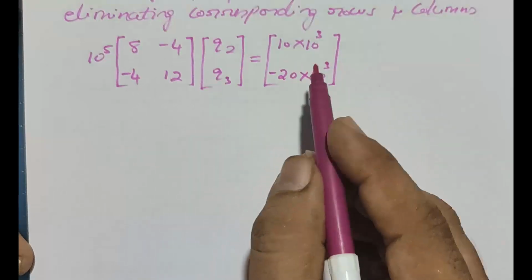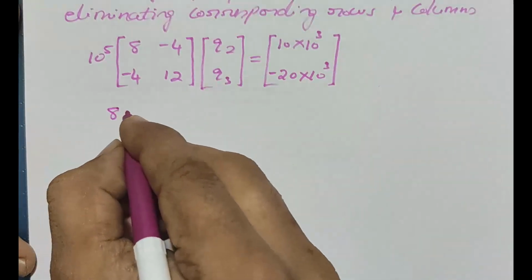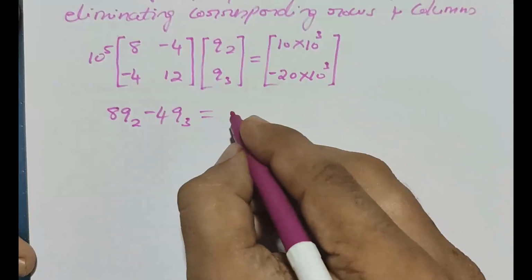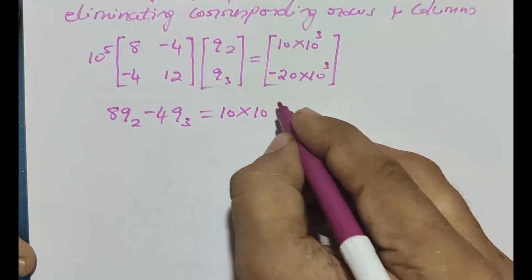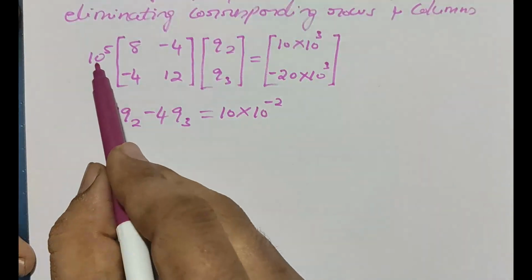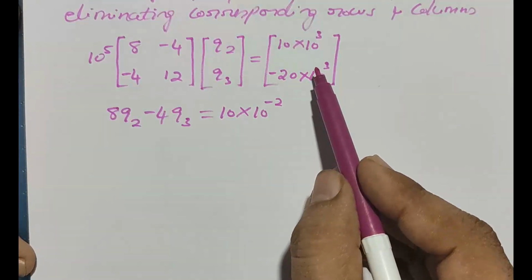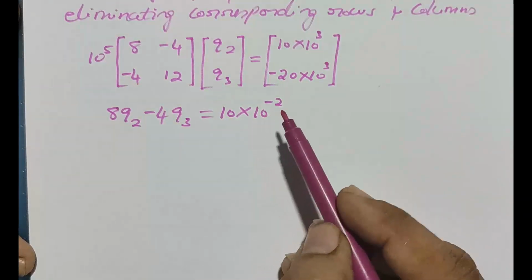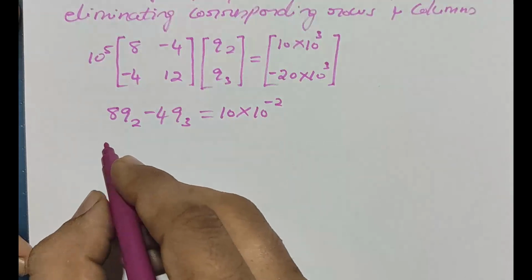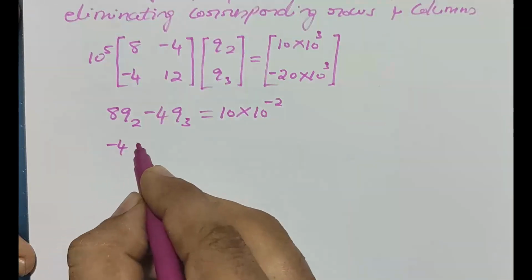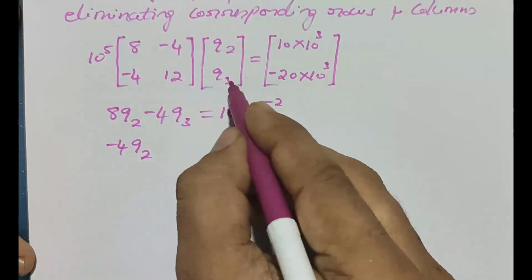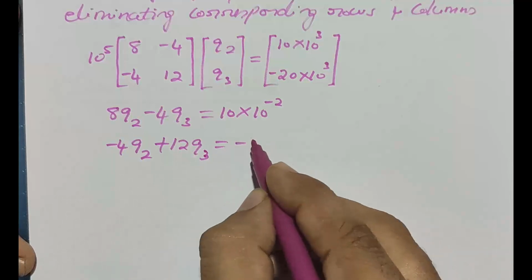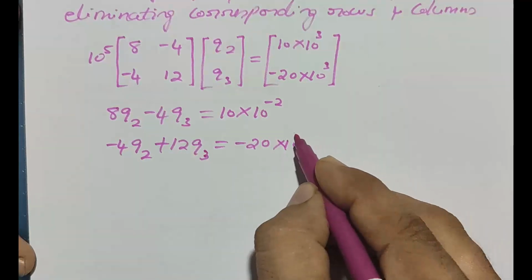Now multiply the matrix. 8 into Q2 minus 4 into Q3 is equal to 10 into 10 power minus 2. Means I have taken this 10 power 5 to the right hand side. It becomes 10 power minus 5, into this 10 power 3, it becomes 10 power minus 2. Similarly, minus 4 into Q2 plus 12 into Q3, which is equal to minus 20 into 10 power minus 2.